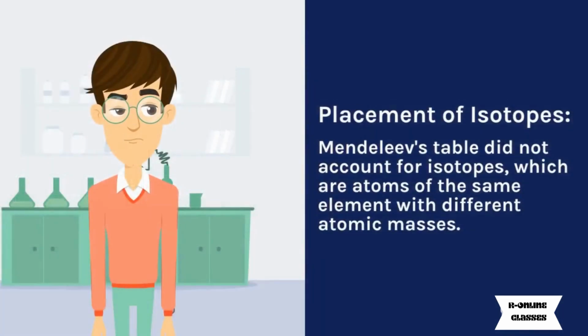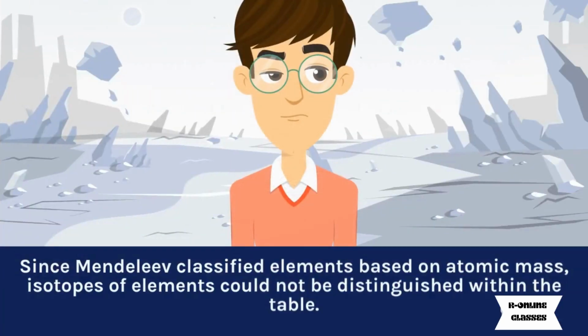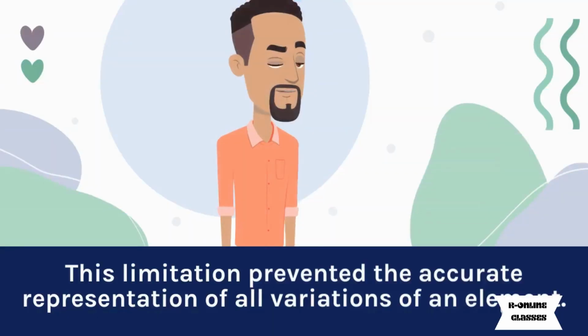Placement of isotopes. Mendeleev's table did not account for isotopes, which are atoms of the same element with different atomic masses. Isotopes have identical chemical properties but differ in their atomic masses. Since Mendeleev classified elements based on atomic mass, isotopes of elements could not be distinguished within the table. This limitation prevented the accurate representation of all variations of an element.